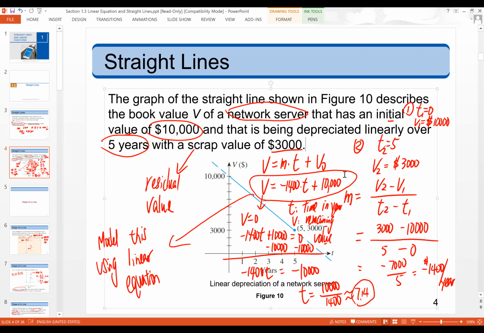Say that again. So what I'm trying to say is, t turned out to be 7.14, right? So that means somewhere between year 7 and year 8, the server loses all its value. Oh, okay, 0 value. Okay.